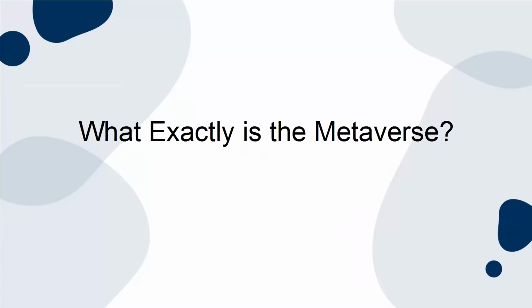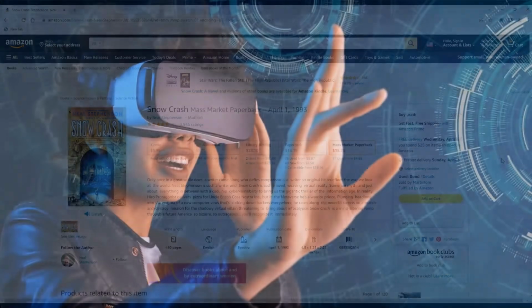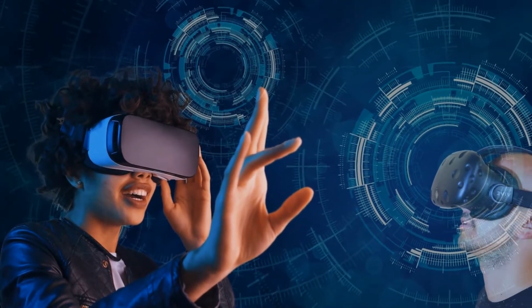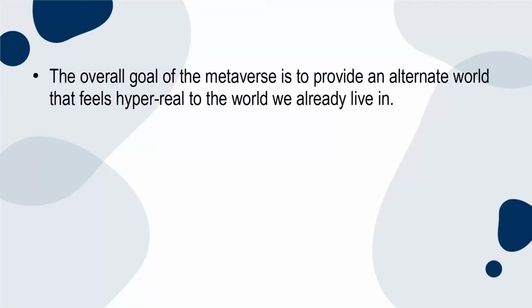What exactly is the metaverse? The term metaverse was first used in the 1992 science fiction novel Snow Crash. The term referred to an alternate world where lifelike avatars could meet in realistic 3D buildings and other places in a virtual reality setting. However, the modern definition of the metaverse is an online virtual world that can be accessed via augmented reality. The overall goal of the metaverse is to provide an alternate world that feels hyper-real to the world we already live in.